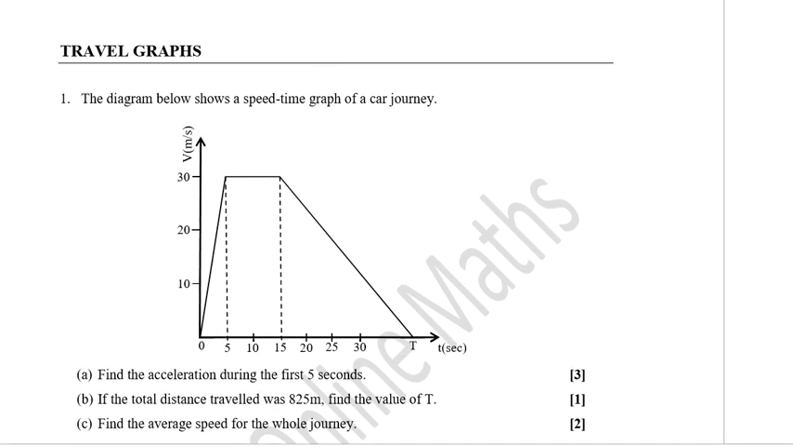The question reads, the diagram below shows a speed time graph of a car journey. The first part of the question, A, reads, find the acceleration during the first 5 seconds. B, if the total distance traveled was 825 meters, find the value of t. Then C, find the average speed for the whole journey. The first part is 3 marks, the next is 1 mark, and the last one is 2 marks. If you add, you have 6 marks altogether.